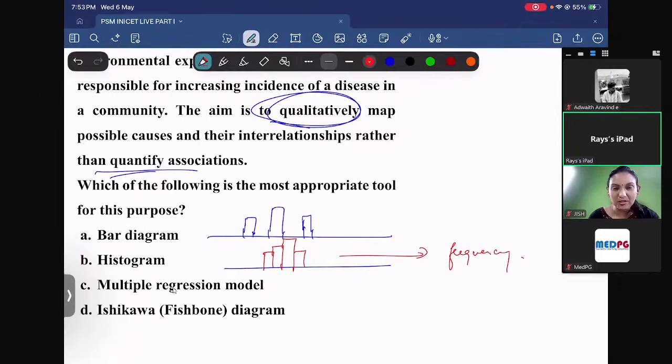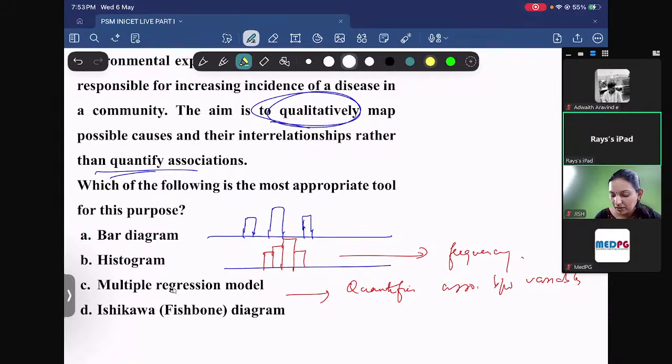Multiple regression model is a statistical technique for regression to find out the association between variables. It quantifies association between variables. And what is this, Ishikawa or fishbone? This is your answer here. In qualitative studies, we have to find out what is the root cause for a certain problem. We identify a problem and then we try to find out the causes of that problem. For that, we have a specialized diagram or tool called the Ishikawa diagram or fishbone diagram. So that is the answer here.